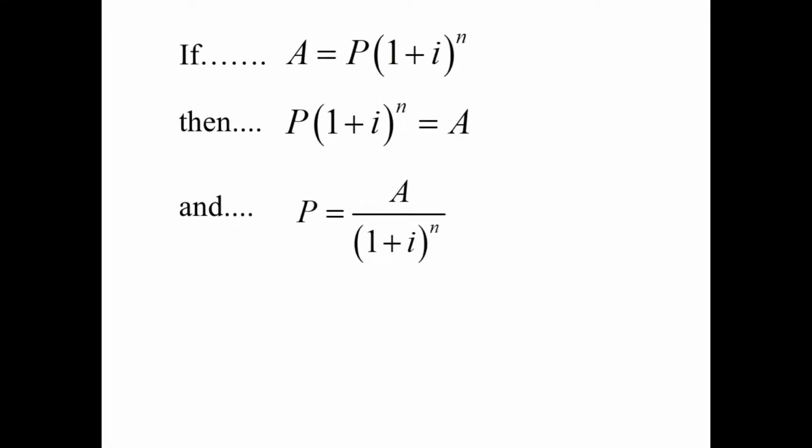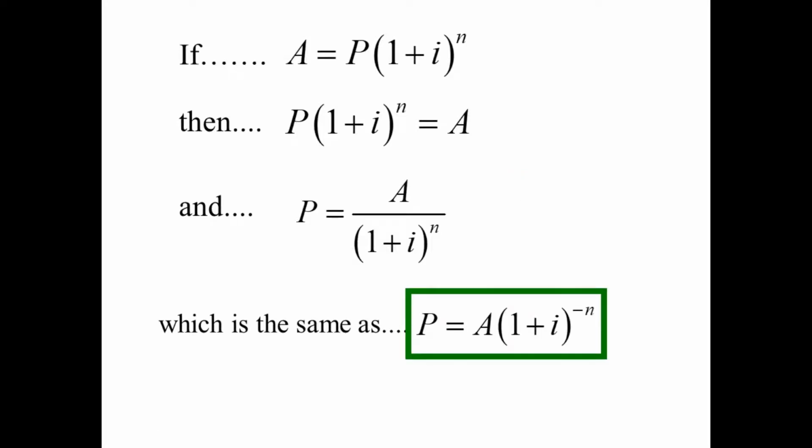And we also know that when there's a factor in the denominator raised to an exponent, we can boost it up, so to speak, and make the exponent negative. So this must also be true. So the present value formula is in the box here. And it's only a rearrangement of the compound interest formula.